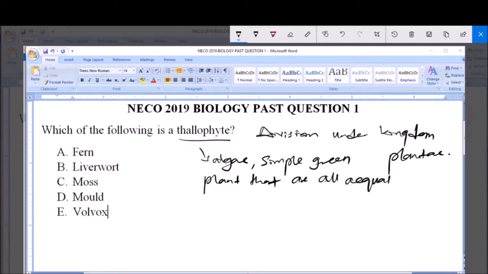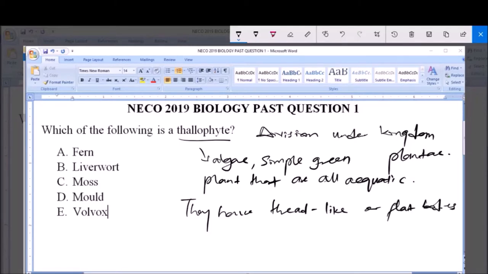So they are simple green plants. You can call them simple aquatic green plants. They usually have thread-like, or you call it filamentous, or flat bodies. These plants lack vascular bundles. So that means the thallophytes do not have stem. They do not have roots. They lack vascular bundles.